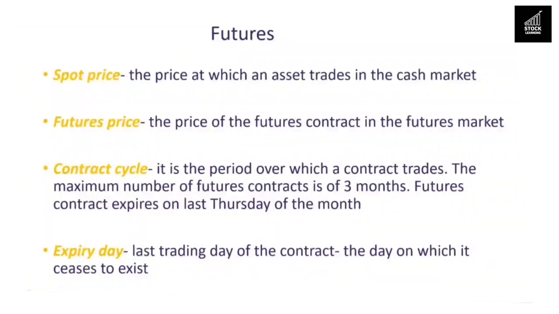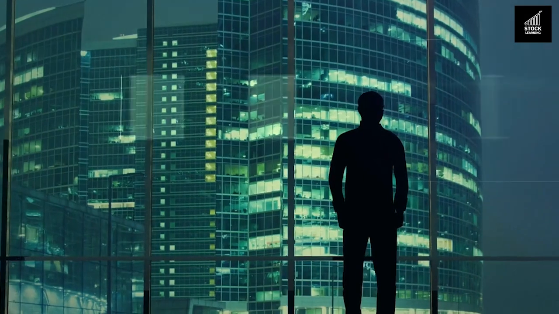One is spot price. So what is spot price? The price at which the asset is trading in the cash market. And what is future price? It is the price of the futures contract in the future market.